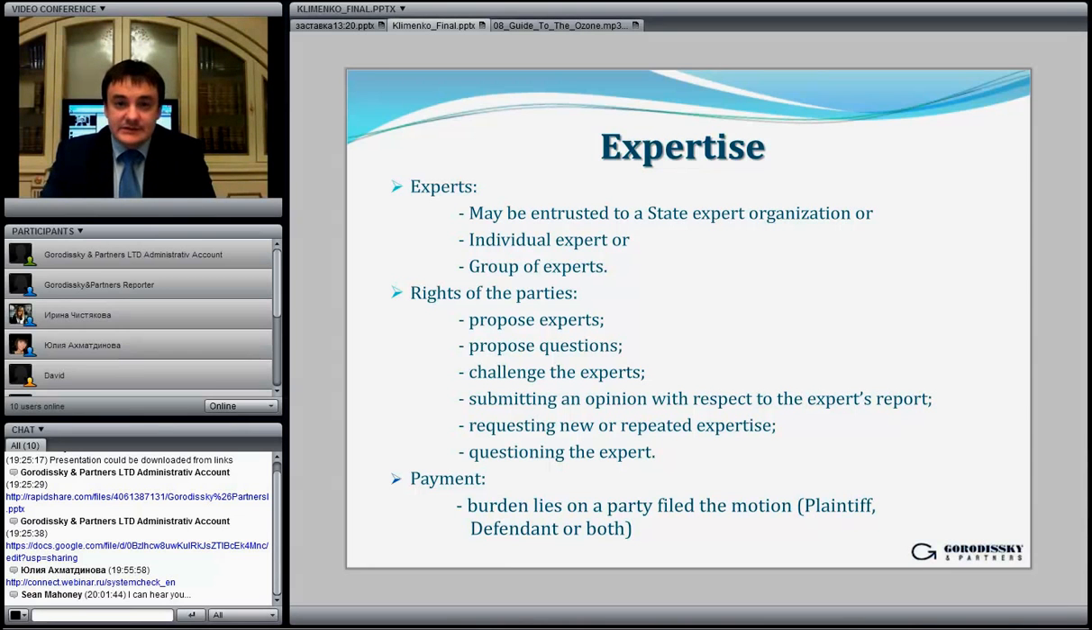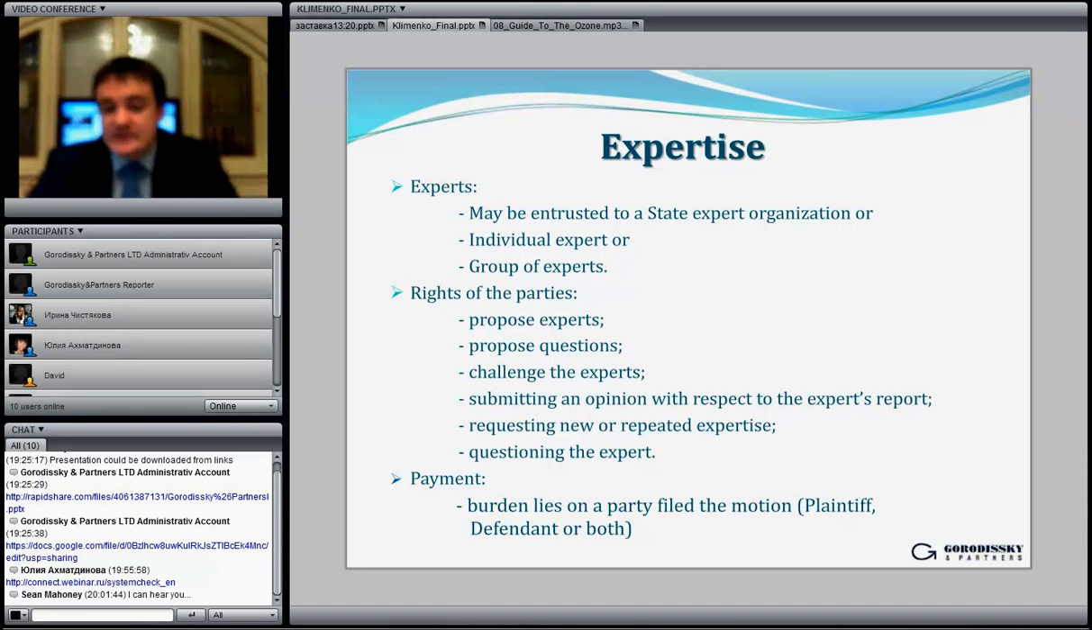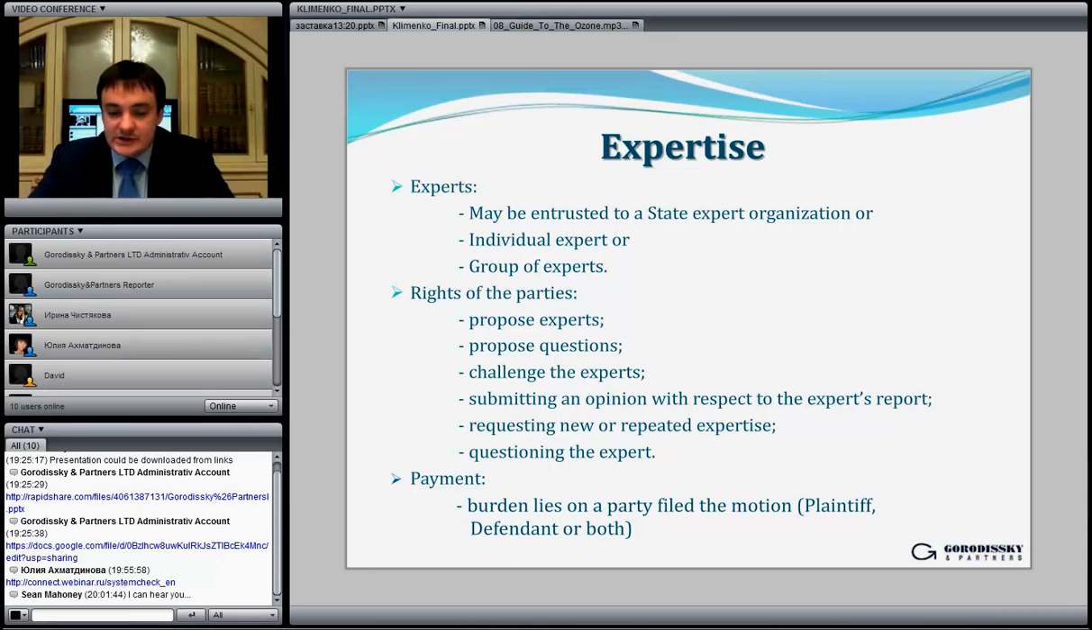As regards the experts themselves, the courts do not have a list of experts, but the parties have the right to propose their experts. For instance, if they have information that there is a person very well qualified in a particular field, and his skills and knowledge are required to answer specific questions in these proceedings, they may propose such an expert to the court. Besides, the parties may propose questions to experts, and in case they have information that the expert cannot conduct an expertise for certain reasons, they may challenge such an expert.